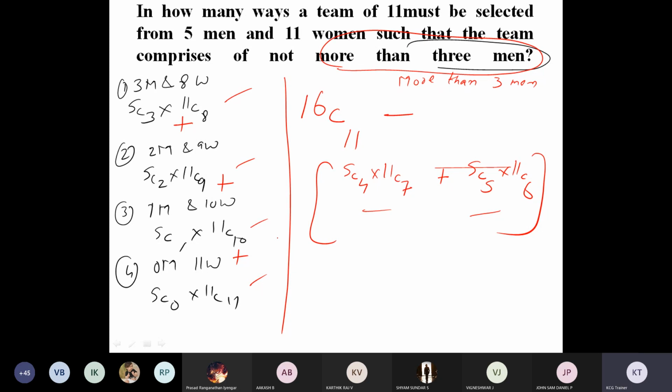But as the condition is that we have to select totally 11 people, if I'm selecting 4 from men, obviously I have to select 7 from women. Because my condition is that I need 11 people. If I'm selecting 4 from men, then I need to select 7 from women only. Similarly, after 4 men, I can also select 5 men. And if I'm selecting 5 men, I have to select the remaining 6 from women only. So these 2 possibilities are not satisfying the condition. So from the total possibilities, if I subtract this, I will get these answers.